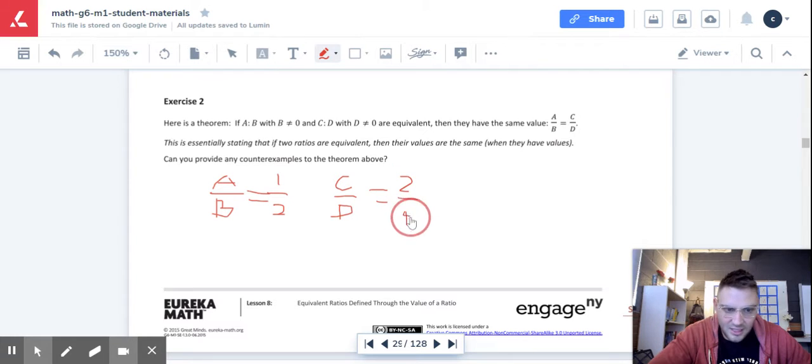Are they equivalent? Yes, they are, because from here to here, it doubles. So from 1 to 2, it doubles. And from 2 to 4, it doubles. And it's going to keep doing it no matter how many. You go 3 over 6, it still doubles from the top to the bottom. You go 4 over 8, it's always going to be equivalent.